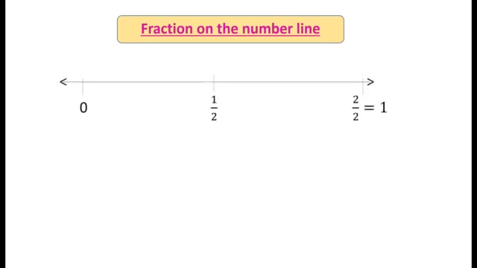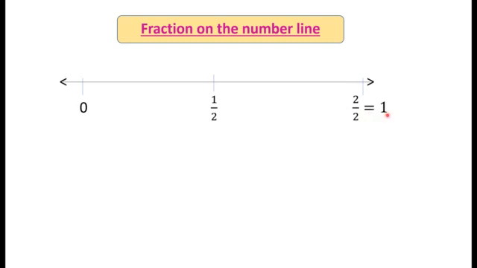Let us try to mark half on a number line. We know that half is greater than 0 and less than 1, so it should lie between 0 and 1. Since we have to show half, we divide the gap between 0 and 1 into two equal parts. The first part is shown by 1 by 2, that means one part out of 2. And the second part is written as 2 by 2, that is equal to 1.